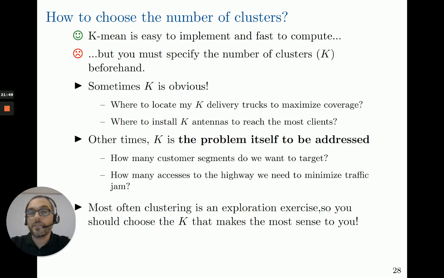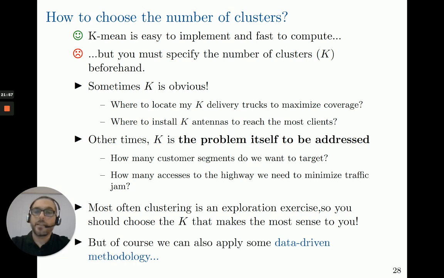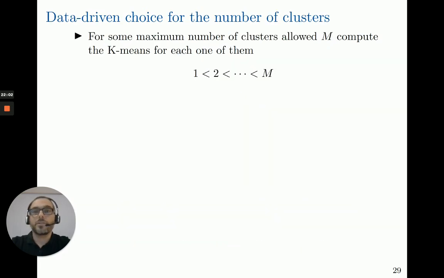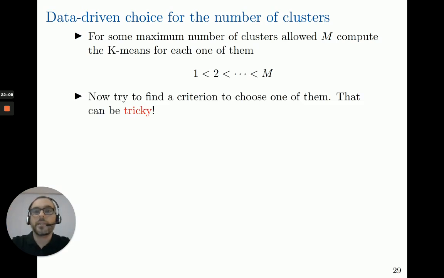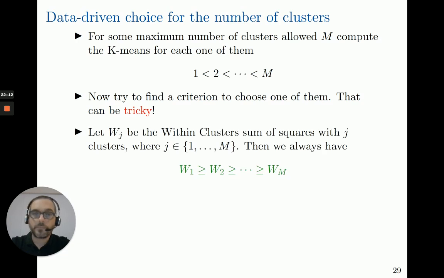So most often clustering is a kind of exploration exercise. So we should choose the K that makes the most sense to us, right? But there's also some data-driven methodology. For some maximum number of clusters that we allow, like big M, we can find a criterion to choose one of them. But that can be tricky.